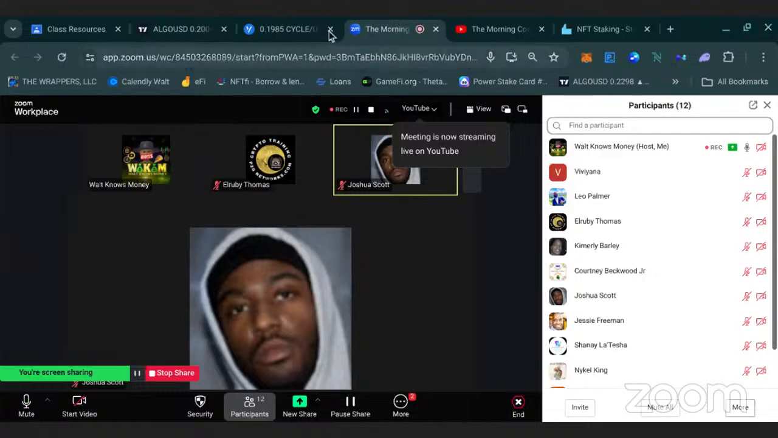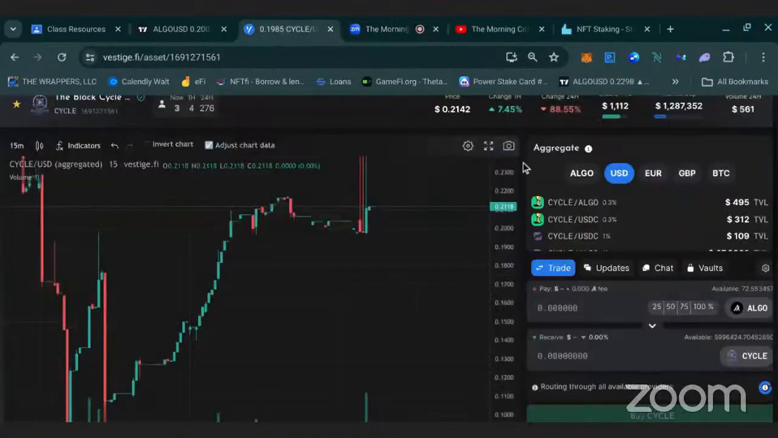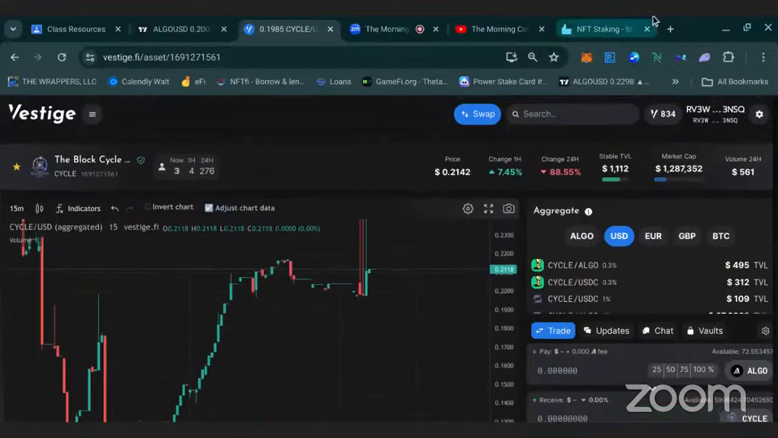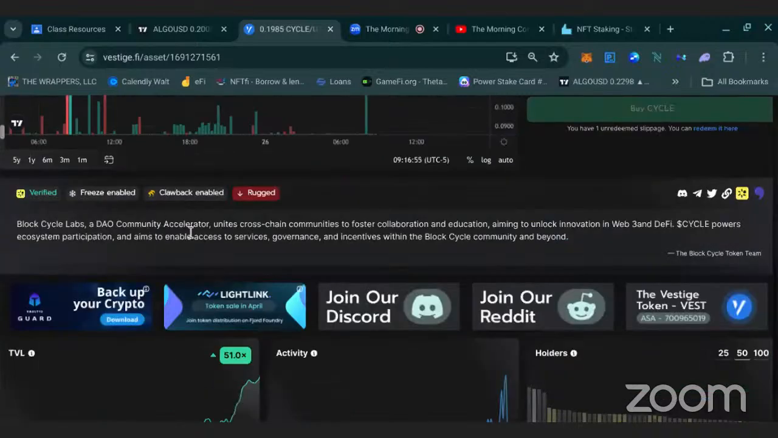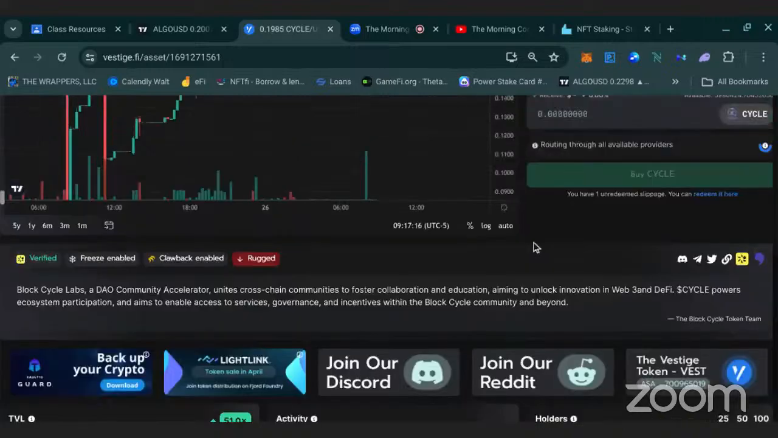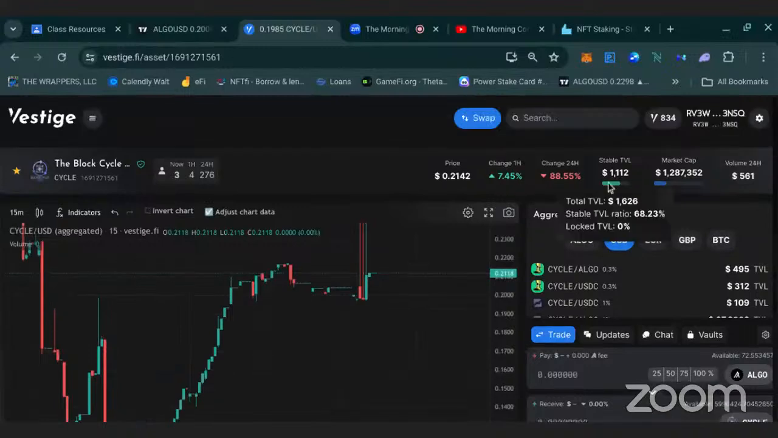All right, back to BlockCycle real quick. Recap of this launch. BlockCycle Labs is a DAO community accelerator that unites cross-chain communities to foster collaboration and education, aiming to unlock innovation in Web3 and DeFi. Cycle, the token, powers ecosystem participation and aims to enable access to services, governance, and incentives within the BlockCycle community and beyond. So we launched the token.